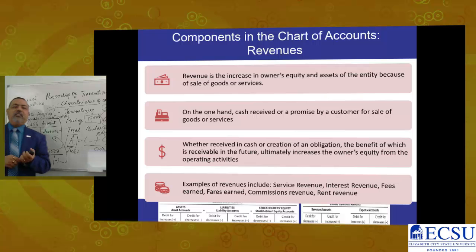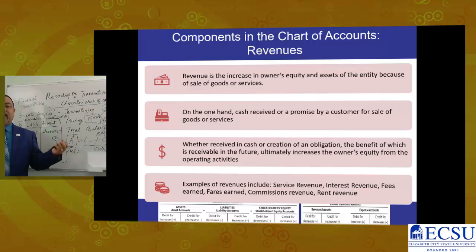Now, what is revenue? Revenue is the increase in the owner's equity and the assets of the entity because I have sold goods or provided services. If I sell goods or provide service in cash, I receive a cash amount, and therefore my asset will increase. Similarly, the owner's equity also increases because they are earning something. And then, if you are selling goods on credit, I will be creating an obligation that's known as accounts receivable. Again, that's going to be an asset. So that will be the revenue.